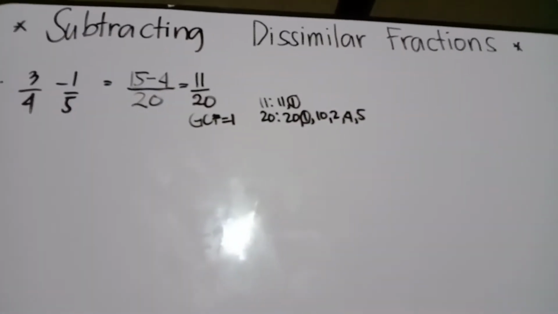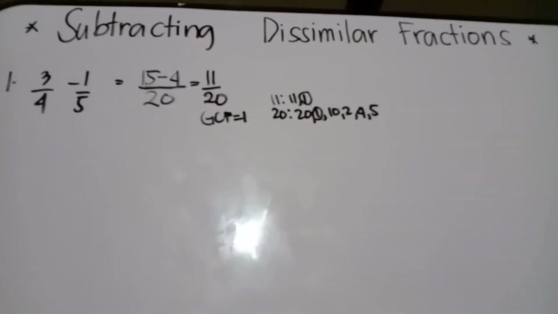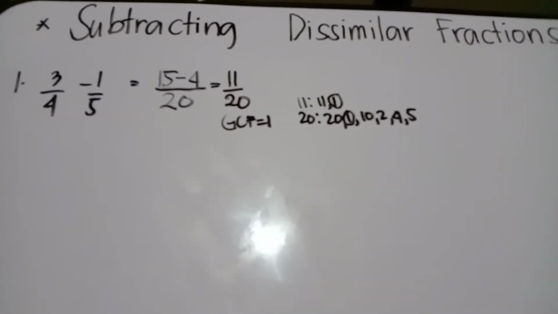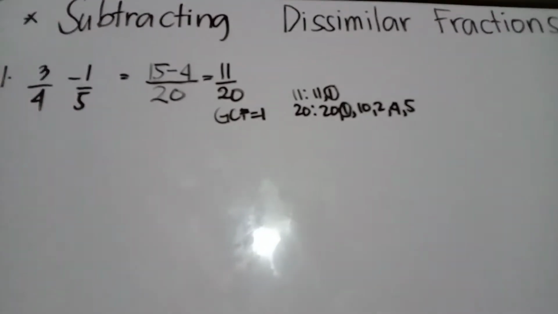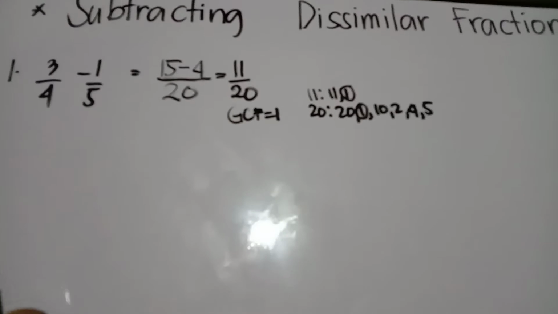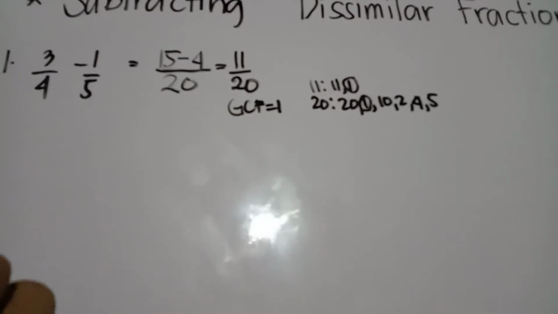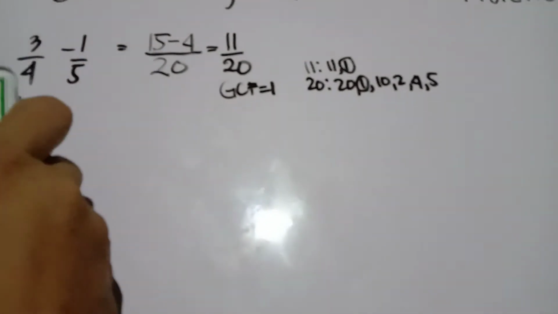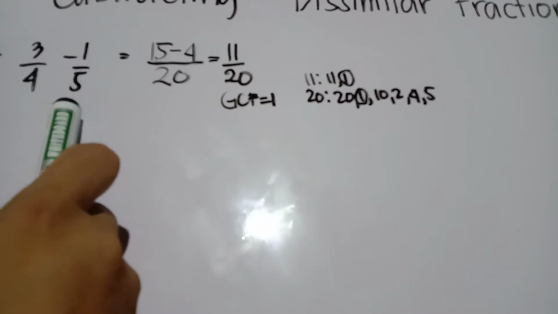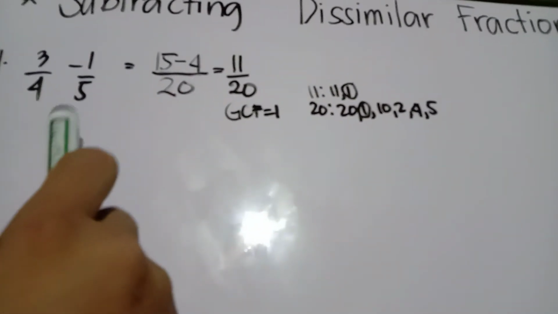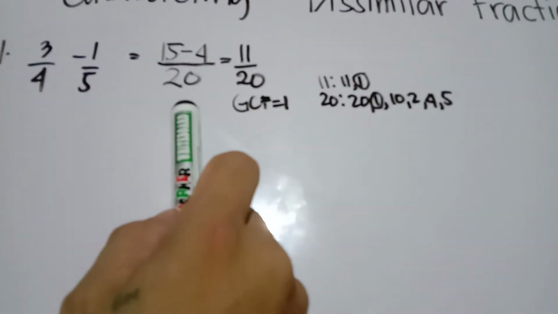In this video, I am going to discuss subtracting dissimilar fractions. Okay, let's try the first example. 3/4 minus 1/5. The first thing to do is multiply the denominators, which are 4 and 5. So 4 times 5 is equal to 20.